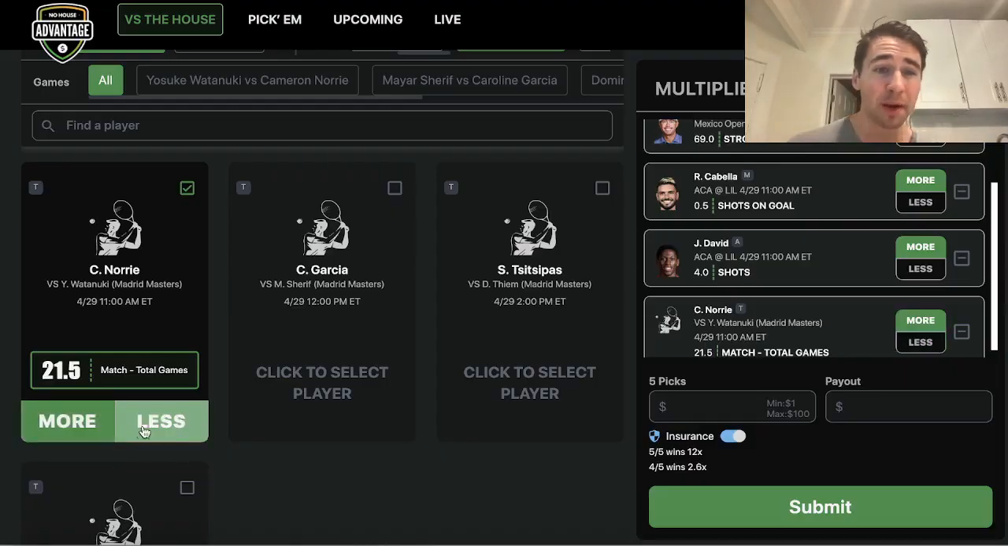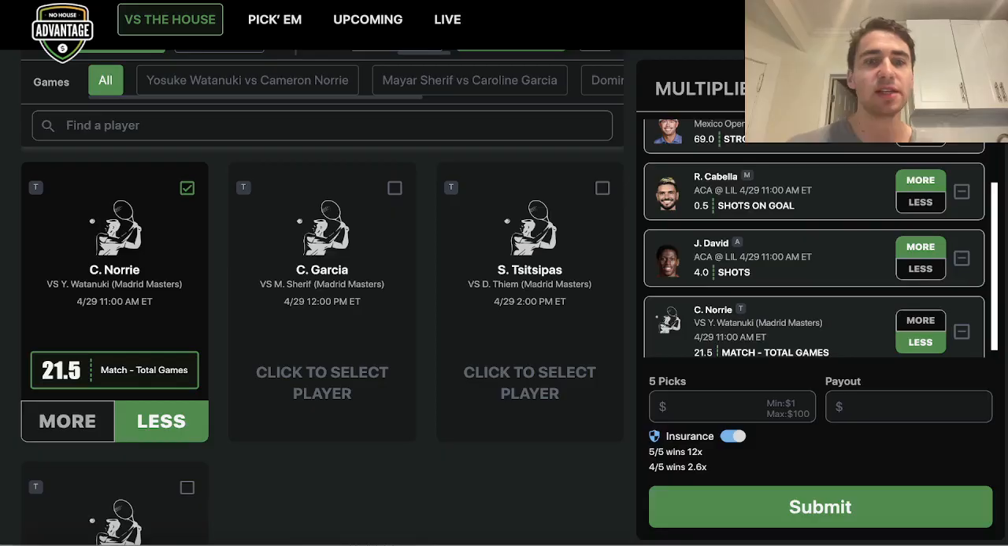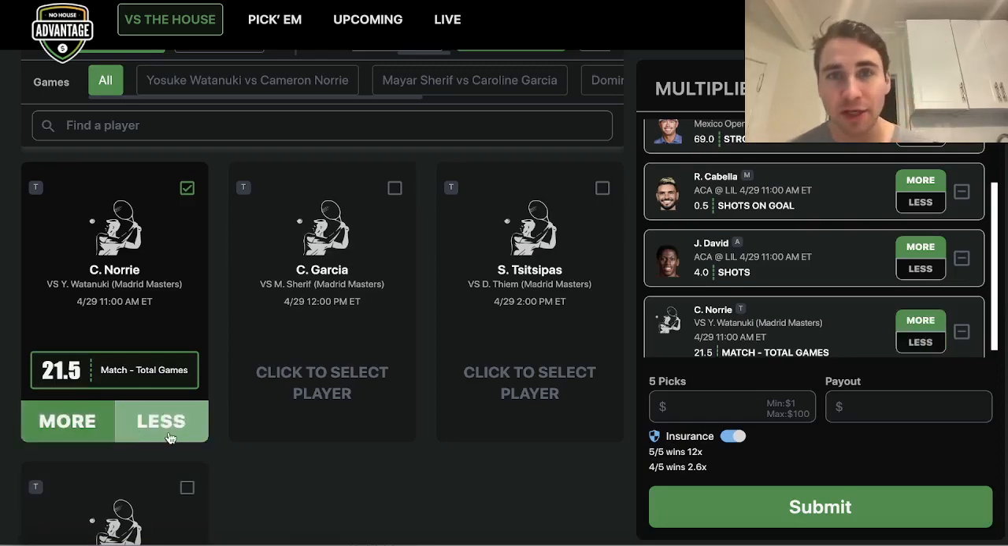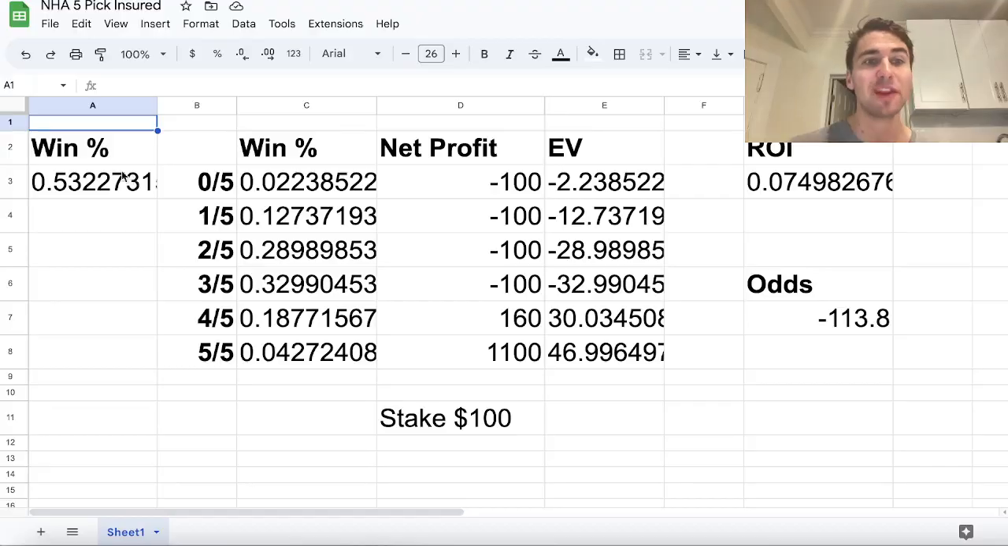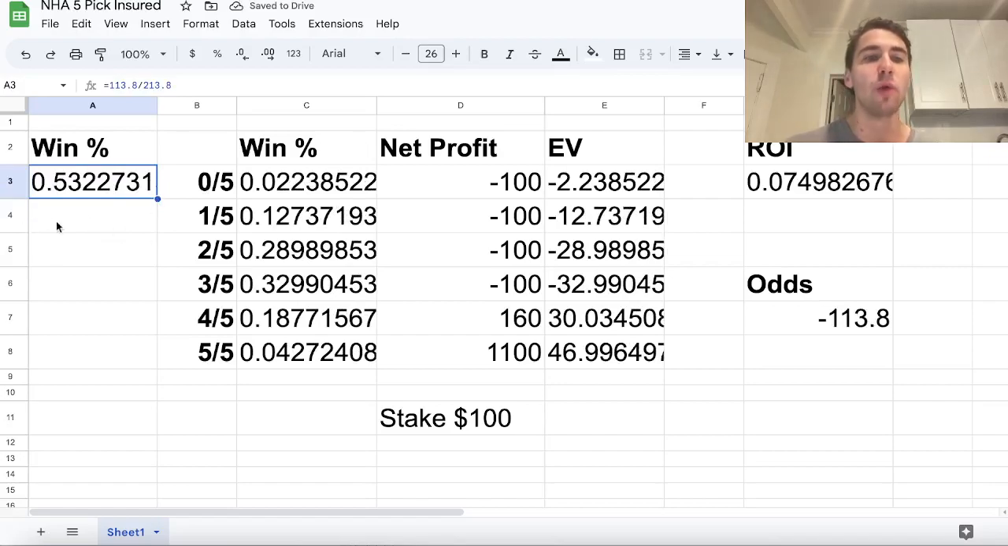If you can win your player props just like this, over 53.227% of the time, you're going to be profitable on NHA. Right? So what No House Advantage assumes is most people don't have an edge, they don't have an advantage, and most people can only select their over-unders correctly about 50% of the time. So if that's the case, you're going to have an ROI of negative 22% on No House Advantage. So what No House Advantage is banking on is you can't get your win rate above 53.227%. So how do we find player prop bets that are winning over 53.227% of the time?